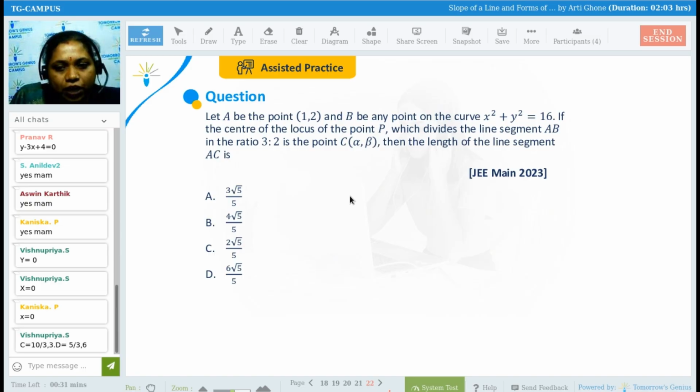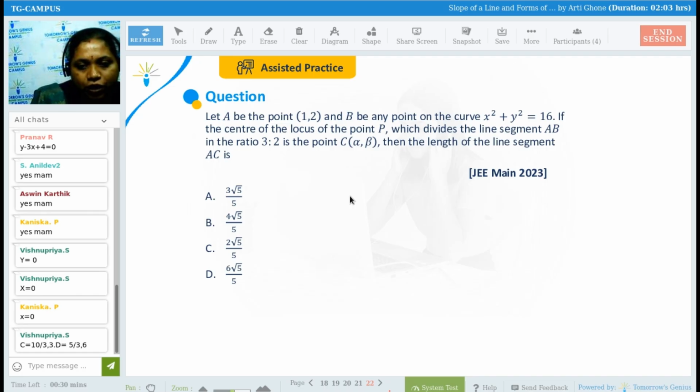Okay. Next is: let A be the point (1, 2) and B be any point on the curve x square plus y square is equal to 16. If the locus of the point P, which divides the line segment AB in the ratio 3:2, has center C (alpha, beta), then find the length of line segment AC.